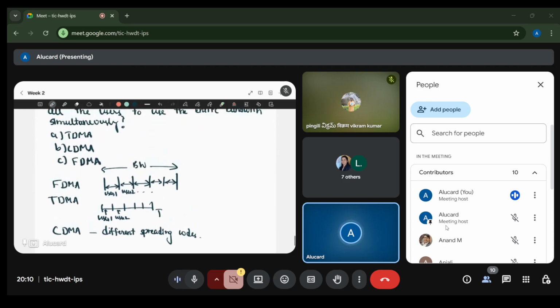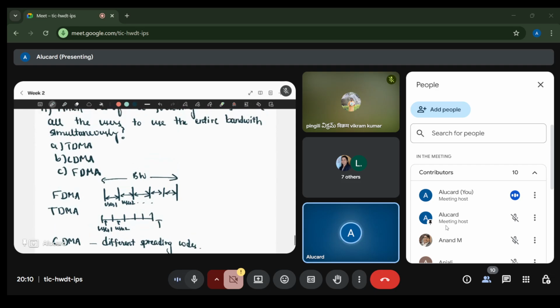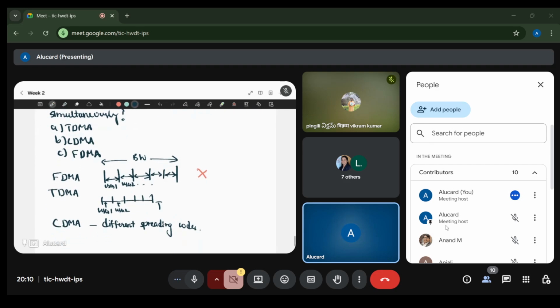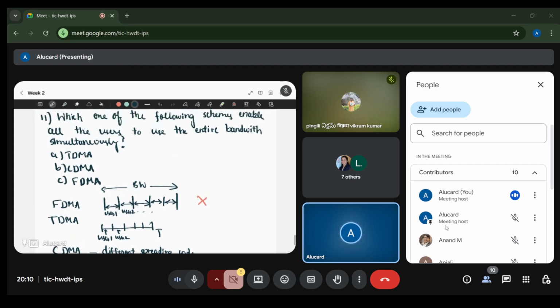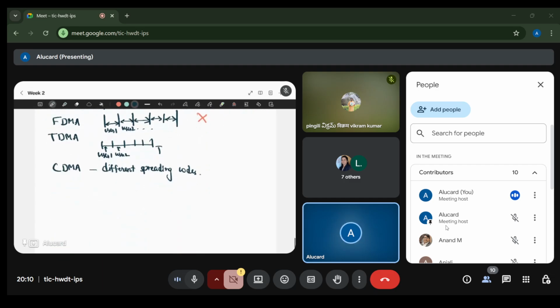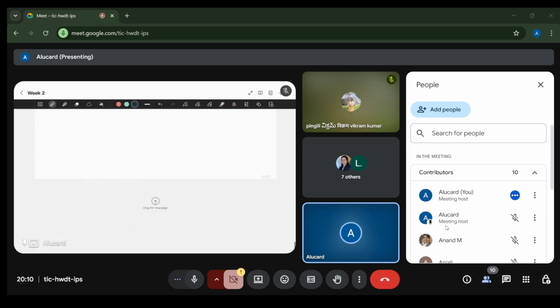You think about that. Obviously, FDMA, you can't use the entire bandwidth, so that's already ruled out. These two things, you think of which one of these allows you to use the entire bandwidth, or do they not both allow you to use the entire bandwidth?